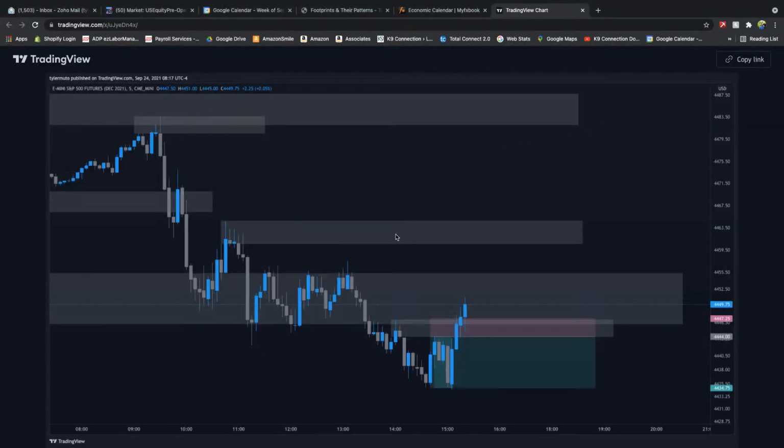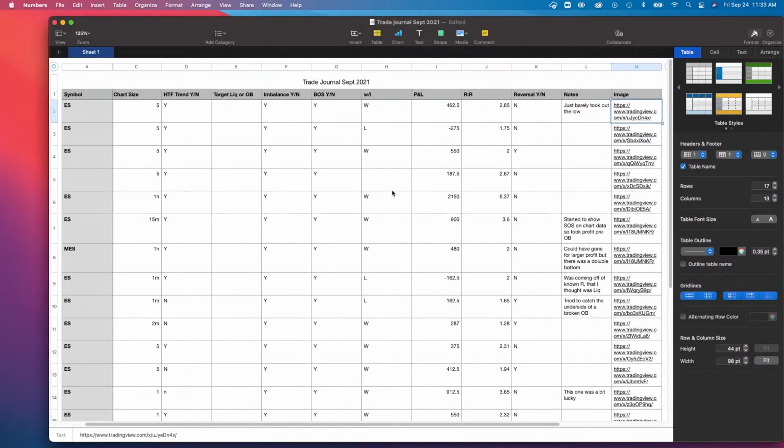So this was one that I took that did not work out, right? I was looking at this area here to go short, looking for continuation to take out the low here. Oh, I'm sorry, this one did work out. I was just looking at it over here. It just barely took out my target right there. I had the target basically right at that low. So that one I would say was lucky.